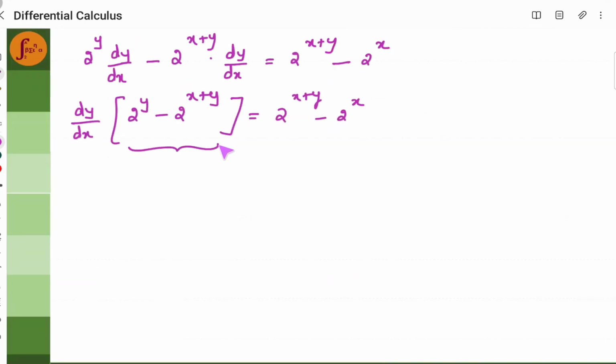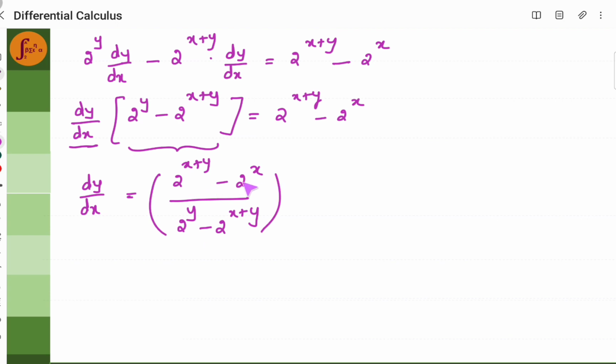Now let me shift this here and just have dy by dx. So I'll get dy by dx is equal to (2^x + y minus 2^x) by (2^y minus 2^x + y). Can we further simplify this?